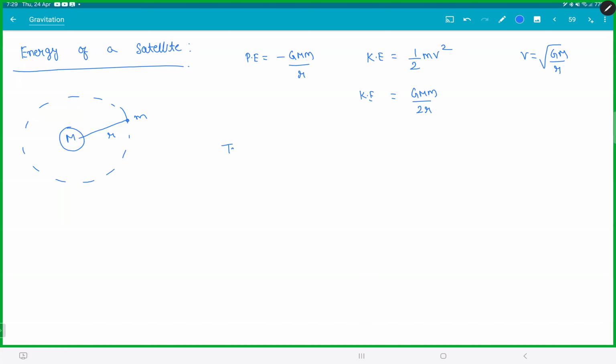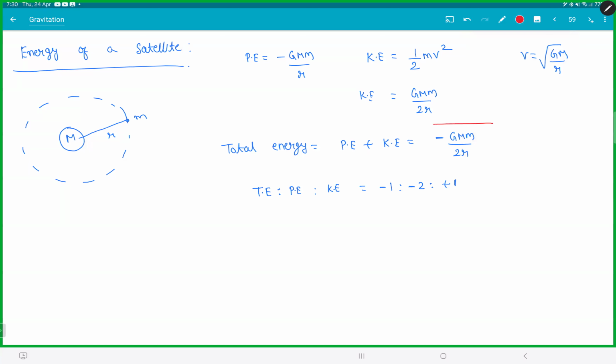The total energy will be, just add them up. Potential plus kinetic. Kinetic is positive, potential is negative, so total is minus GMm by 2r. And now if you take the ratio, total energy is to potential energy is to kinetic energy. This was a question they asked in the exam. The ratio will be -1 is to -2 is to +1.